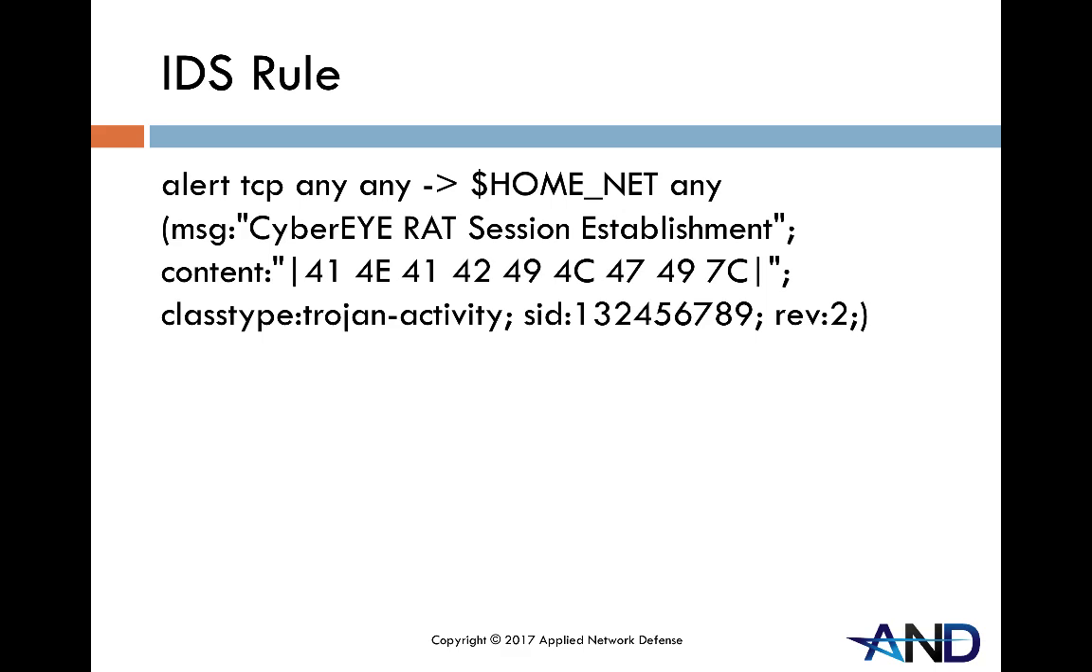Beyond that, we have some additional metadata related to the signature. We see it's associated with the class type of Trojan activity, which makes sense. CyberEye RAT is a remote access Trojan. It's given a specific SID, which is the unique identifier for the signature, and the revision of the signature, which in this case was revision 2. So this gives us the information we need to start looking at the packet capture that we have that was collected from our sensor in relation to this signature firing.